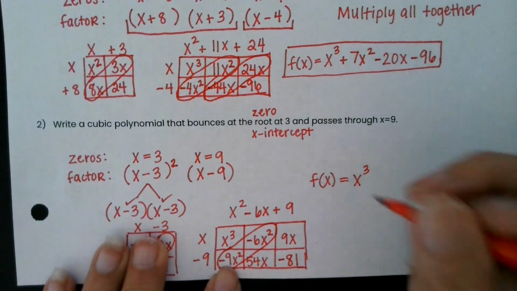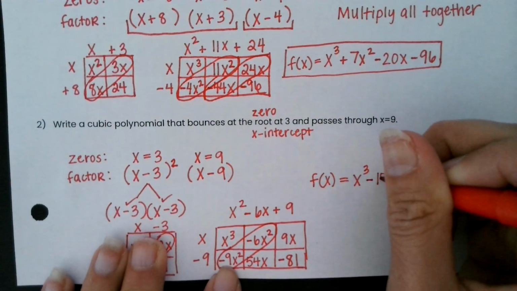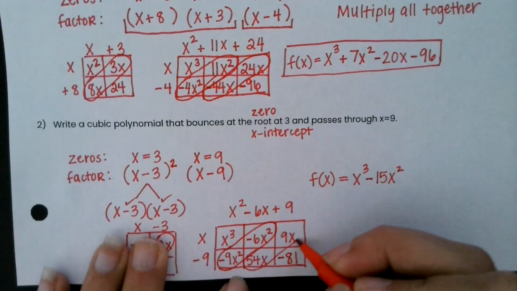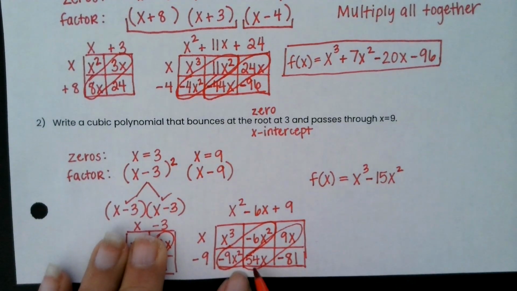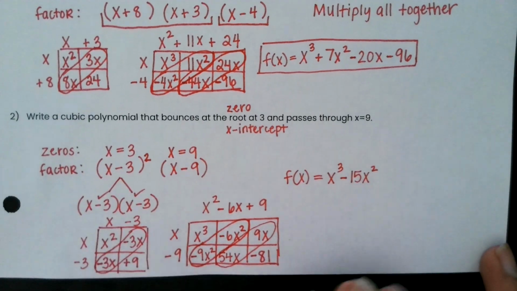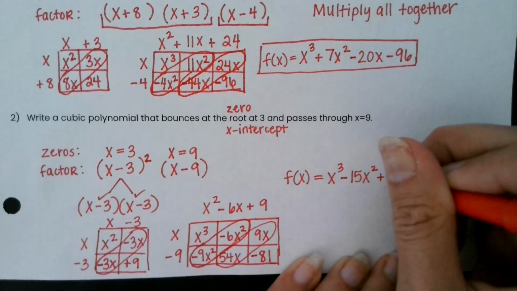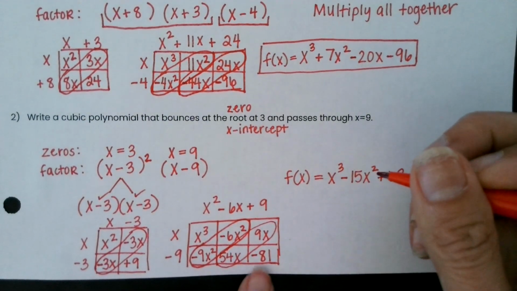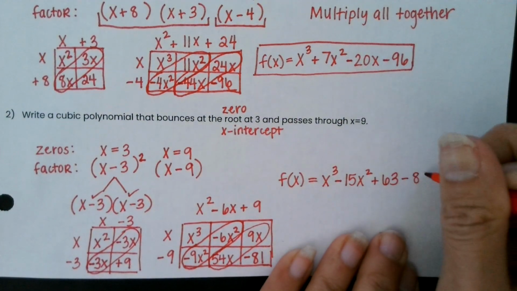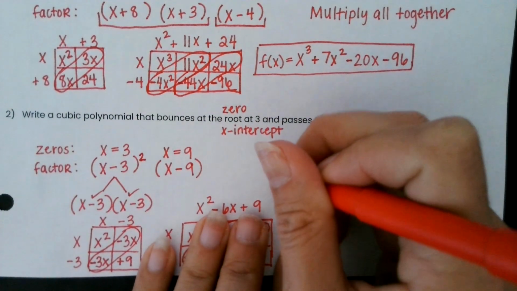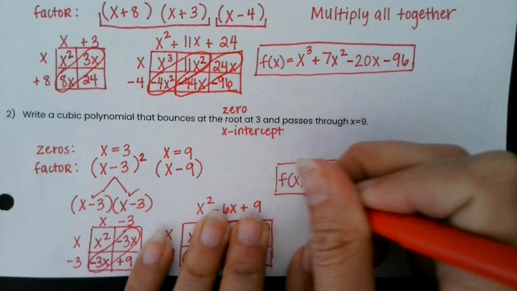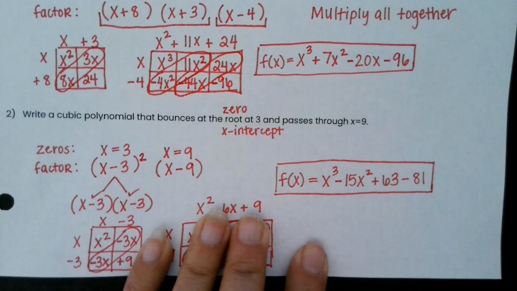Negative 15x squared. Then we can also put the 54 and the 9 together. That's going to be 63, I believe. 63x. And then at the very end would be the minus 81. And that would be our final polynomial equation.